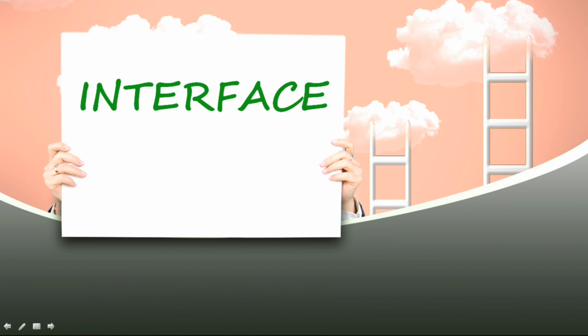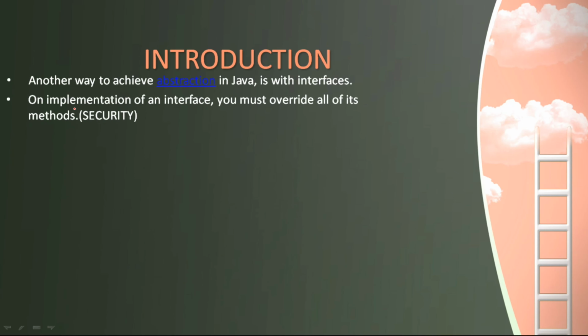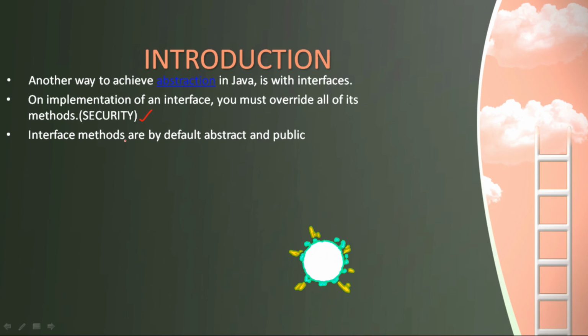Now let us discuss what is an interface. Another way to achieve abstraction in Java is with interfaces. So for achieving abstraction, interfaces are used. On implementation of an interface, you must override all of its methods. By overriding all of its methods, security will be provided. Interface methods are by default abstract and public.